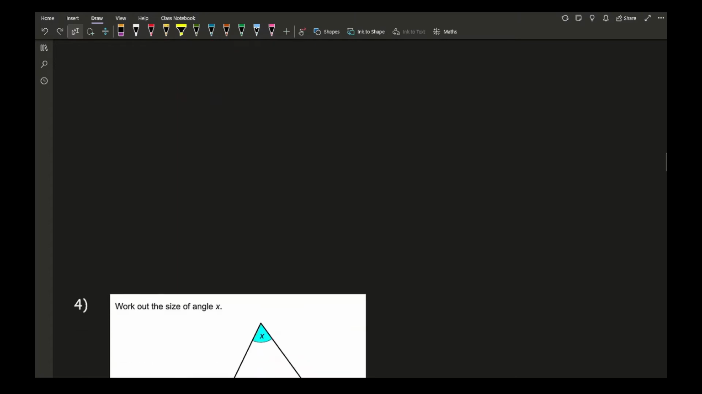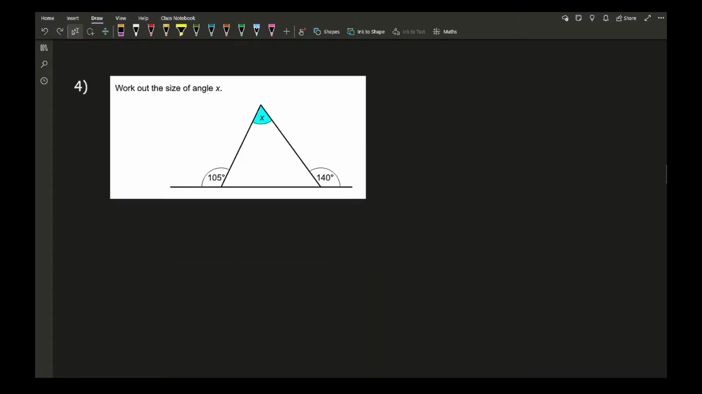So then moving on to question 4. Again here, I'm looking at my triangle, which I'm going to highlight in red. So here is my triangle. Unfortunately, to work out x, which is inside the triangle, I don't know what the other two angles are. So what I'm going to have to do is use these rules. If I call this A and this B, in order to work out x, I need to work out what angles A and B are first.